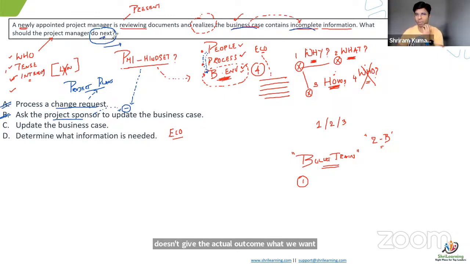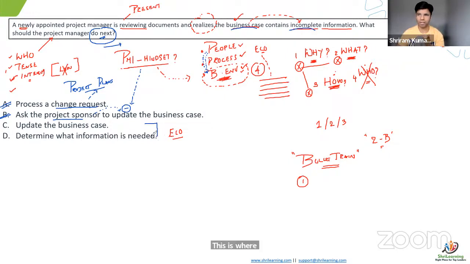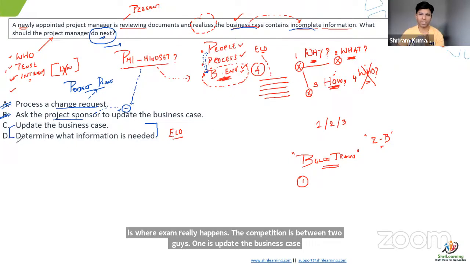The next will not happen here. Okay, A goes away. So now A and B are pulled out, and there is a competition between two things here. This is how the exam really happens. The competition is between two guys: one is update the business case, the other one is determine what information is needed.